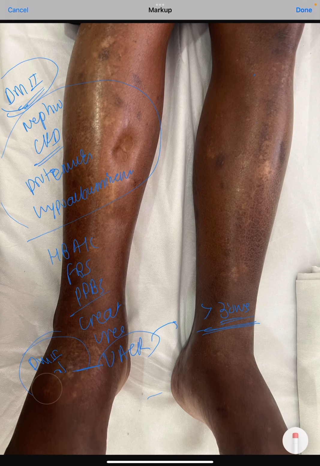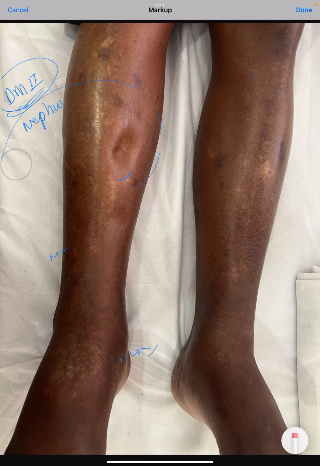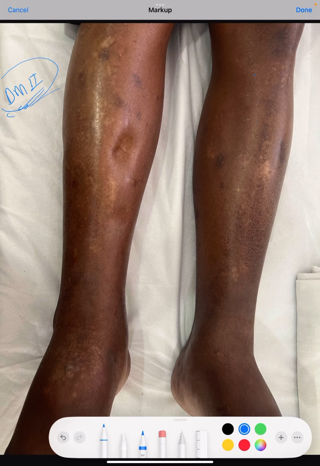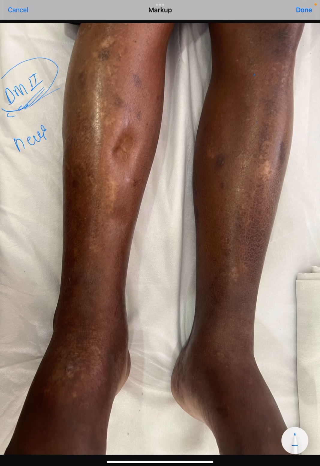So in diabetes patients, you can see other features also. The patient may have diabetic neuropathy. The patient may have diabetic skin changes. The patient may have diabetic nail changes. In diabetic neuropathy, there will be pain, tingling, numbness, abnormal sensation, burning sensation of the soles. These symptoms will all be present in diabetic neuropathy.